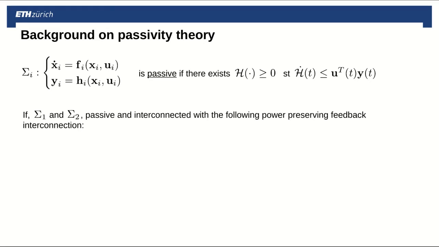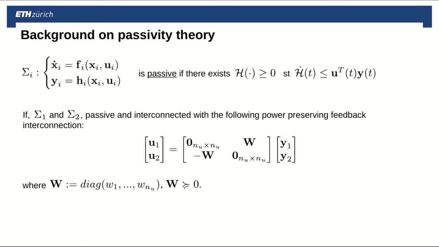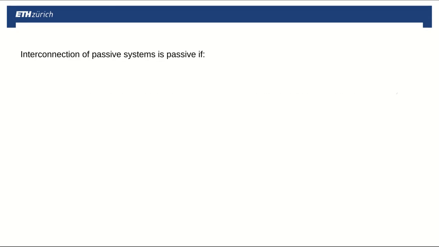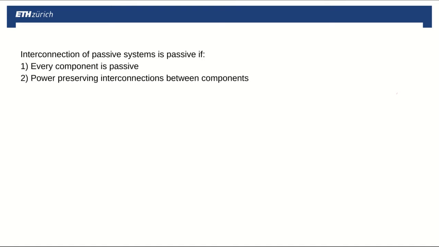If we consider two passive systems, let's denote them sigma 1 and sigma 2, and we interconnect them with the following power-preserving feedback interconnection, where we have a condition on the feedback interconnection itself, then the combined system satisfies the following two properties. The total storage function is given by the sum of the individual storage functions, and the rate of the total storage function is equal to 0, which means that the combined system is passive. We have just seen that the interconnection of passive systems is passive if every component is passive, and if a power-preserving interconnection is established between the components.